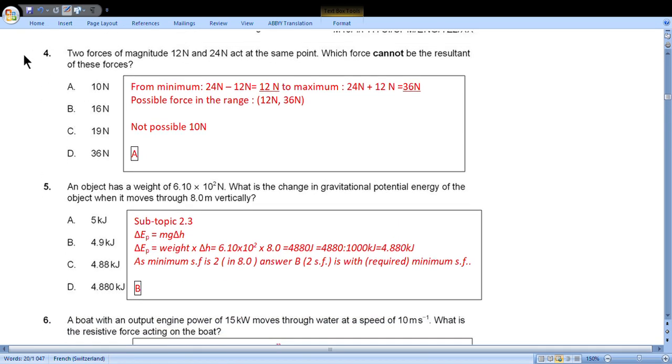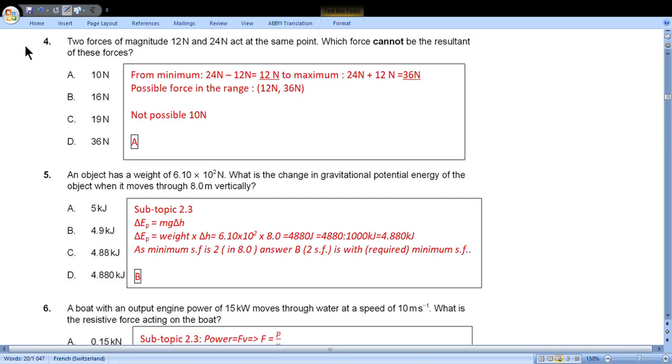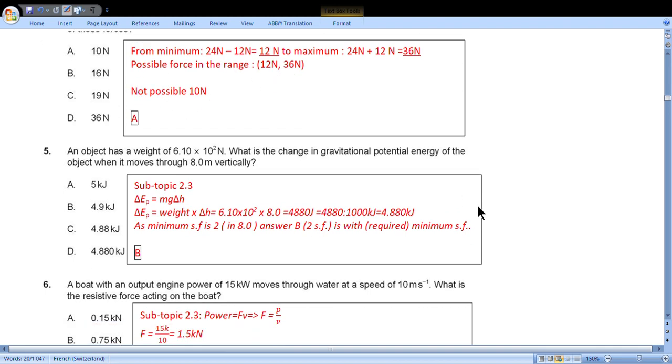Question 4. Two forces of magnitude 12 Newton and 24 Newton act at the same point. Which force cannot be the resultant of these forces? These forces can be directed differently, and the minimum is when they are opposite, so minimum is 12 Newton, and maximum is when they are in the same direction, 36 Newton. So a possible force is in the range 12 Newton to 36 Newton. So not possible is A, 10 Newton.